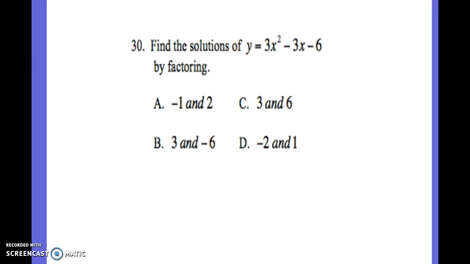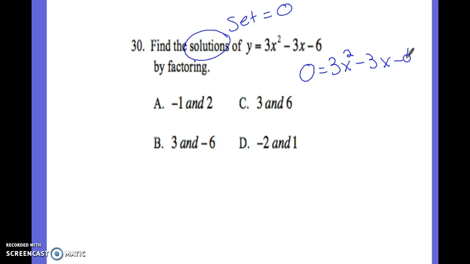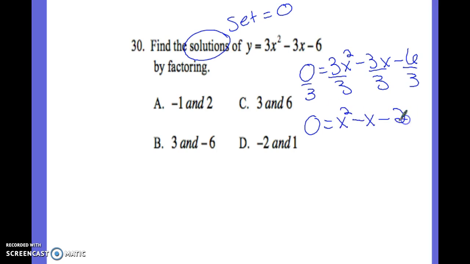Number 30, find the solutions. When you find the solutions, you set equal to 0. So I say 0 equals 3x squared minus 3x minus 6. I notice that I can divide everything by 3. So you get 0 equals x squared minus x minus 2.